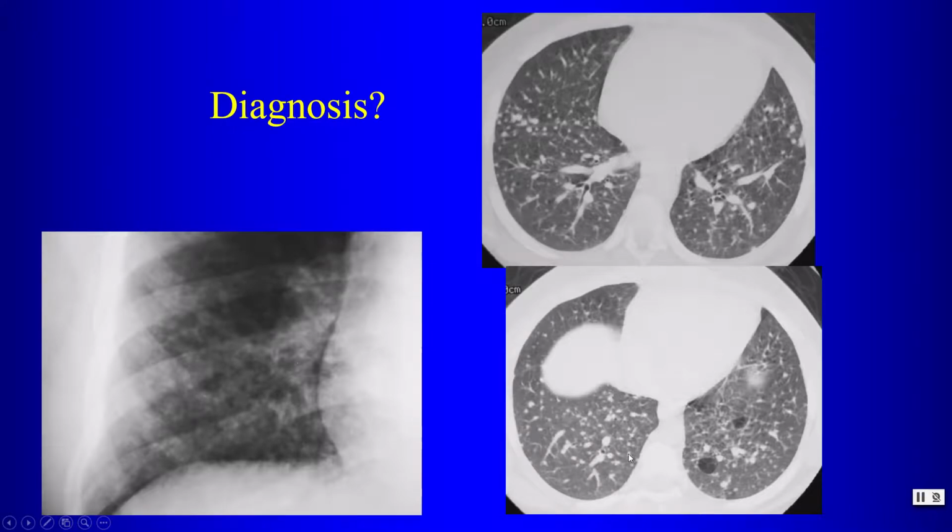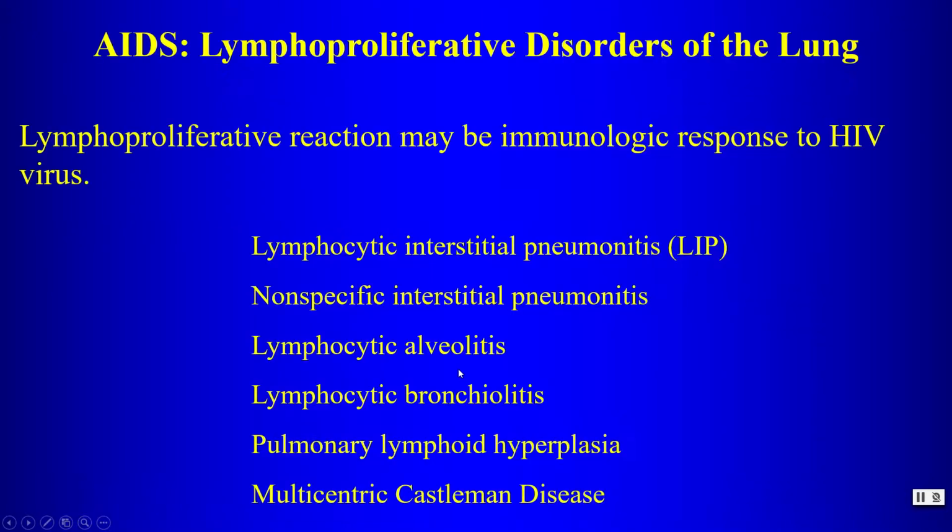So these nodules kind of suggesting a perilymphatic distribution here. So what could this be with a perilymphatic distribution of nodules and cysts? Well, this is one of the lymphoproliferative disorders associated with HIV. This happens to be lymphocytic interstitial pneumonitis. There are other lymphoproliferative disorders that are also associated with HIV.